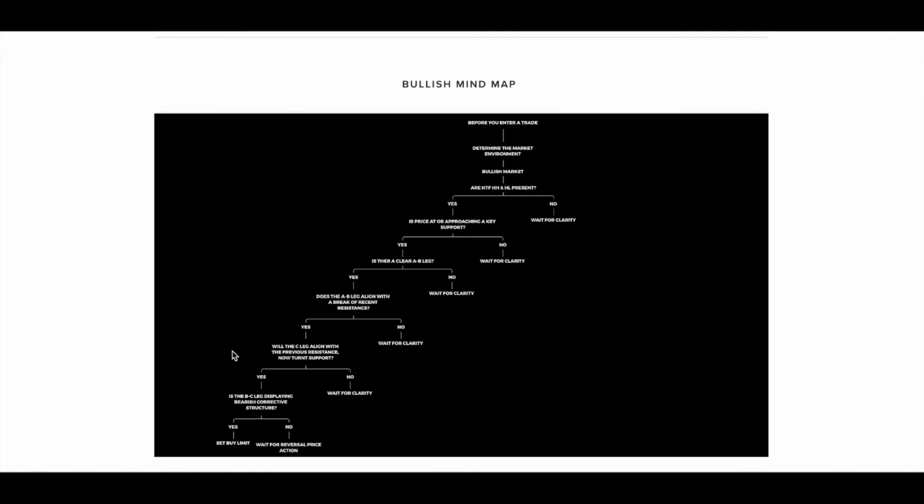Is the B to C leg displaying corrective structure? Once that B leg has been formed, is the B down to the C leg displaying corrective structure like we discussed during this video series? Is there a falling pattern? Is there any sort of bearish corrective structure? If the answer is yes, then you should set a buy limit.